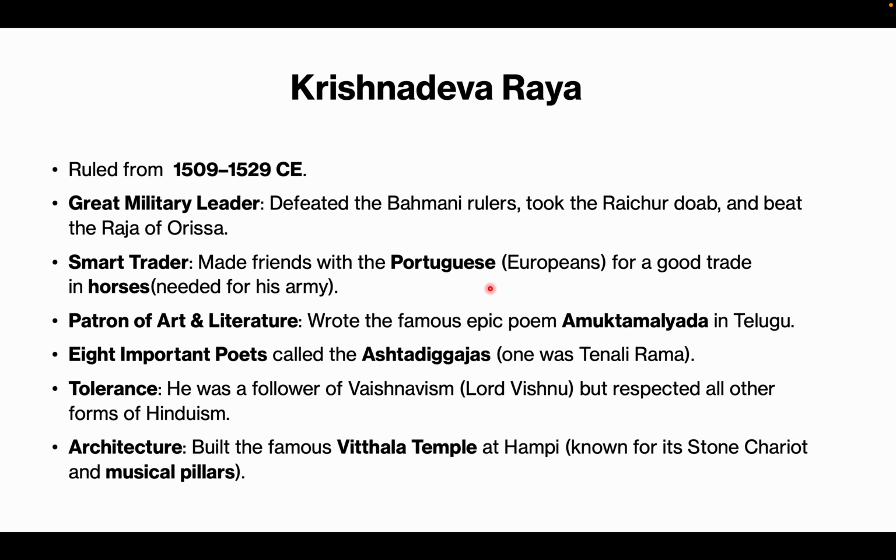So this ruler, Krishnadevaraya, undoubtedly was the greatest ruler because he could defeat the Bahmani rulers and capture that Raichur Doab, and he also went to war with the Raja of Odisha and defeated him also, and he made good friendship with the Portuguese so that he could get good horses from them.